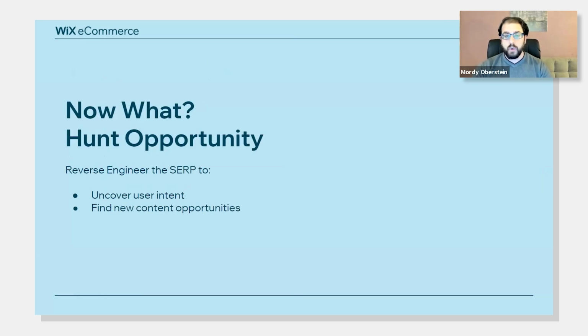The question is, now what? I've done all the basic things. What do I do next? I've gotten into the ballpark, so how do I get onto the field, kind of thing? And to do that, there's many ways to skin a cat in SEO, but one of the ways is to reverse engineer the SERP. And that means to uncover user intent and to find new opportunities by doing that. And I'll explain exactly what I mean by reverse engineer the SERP.